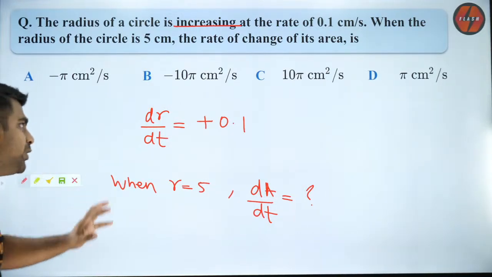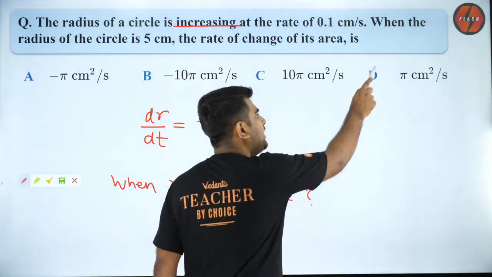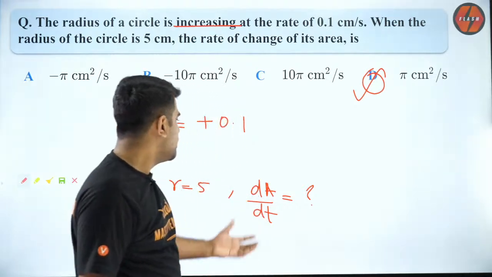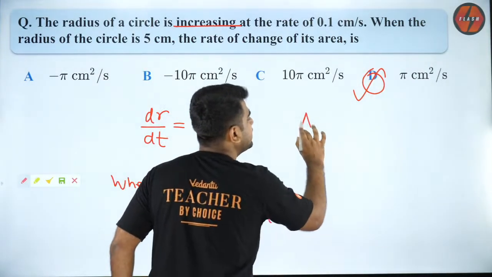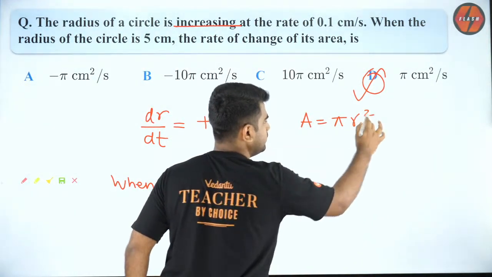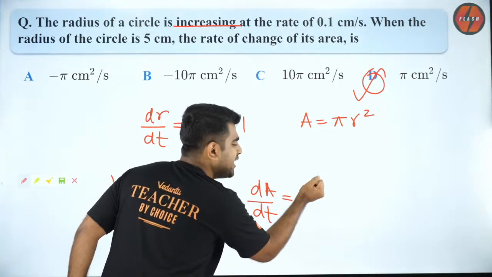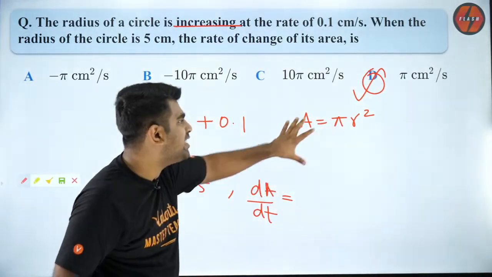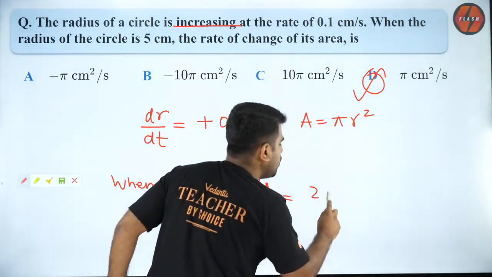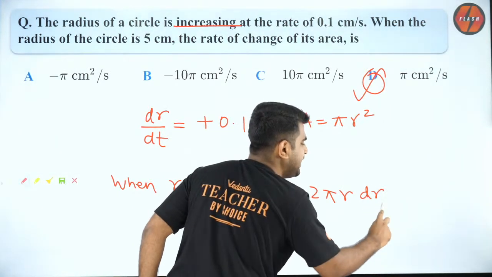Very good guys. All of you are right because option D is correct. So what is A? The area of a circle is A = pi r^2. So what is dA/dt? dA/dt is differentiating this, so it will be 2 pi r dr/dt.